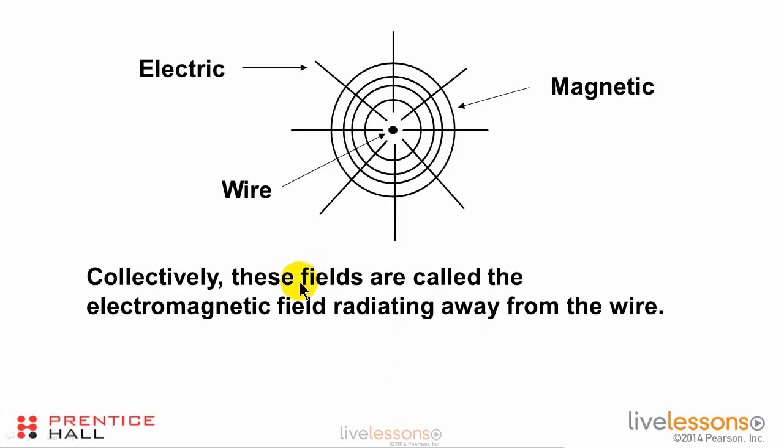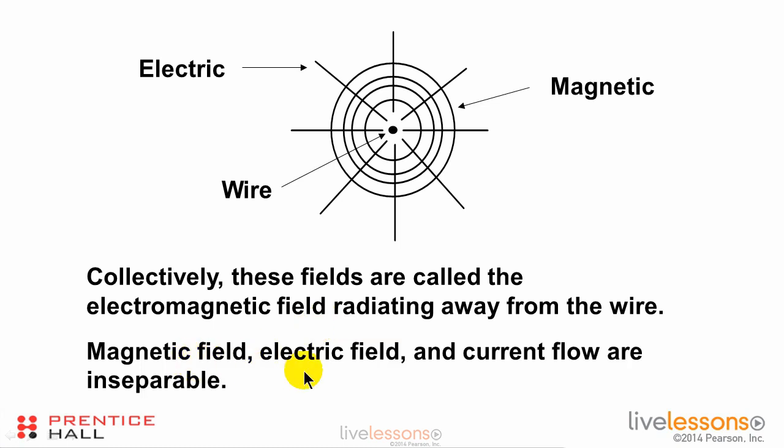So, collectively, these fields are called the electromagnetic field that radiates away from the wire or the conductor. And the magnetic field, the electric field, and the current flow are all inseparable. What I mean by that is the magnetic field can't get out in front of the electric field, the electric field can't get out in front of the magnetic field, and neither one of them can get out in front of the current flow. They all propagate together at the same time down a conductor.